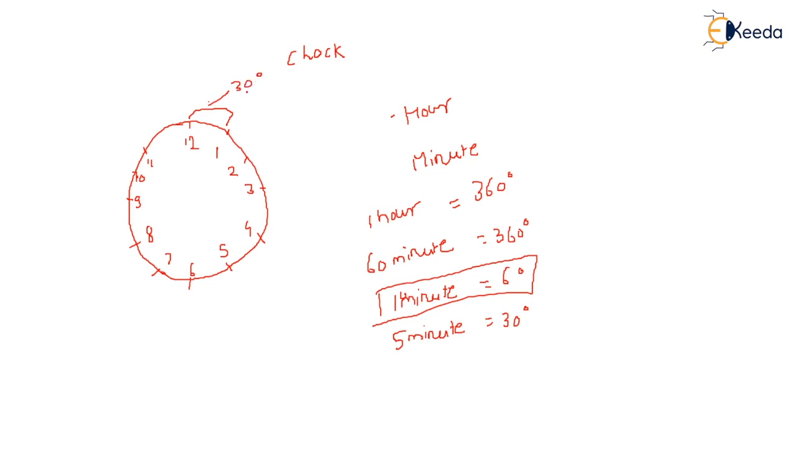30 degree. This is also 30 degree. This is also 30 degree. Right? This 30, 30, 30 is constant everywhere. Apart from that, what comes next?